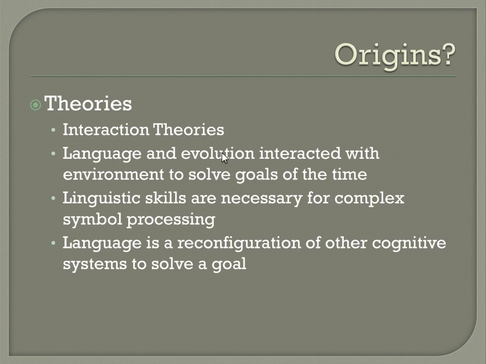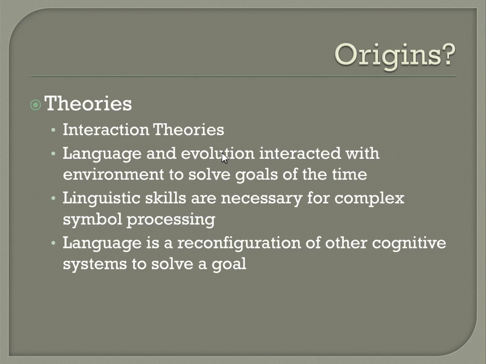Some other theories: we have had evolution, biology, and handedness, and that kind of goes together, the biology and evolution stuff. They're hard to separate because evolution is a bit about biology. There is this interactionist theory, that language and evolution interacted together with the environment. So it's not all nature, it's the social pressures. Linguistic skills are really necessary for complex symbol processing. We talked in the first lecture about how language is an abstract symbol system, and so we need an abstract symbol system to process our world.